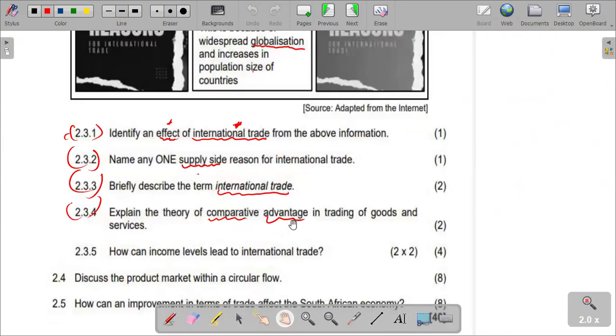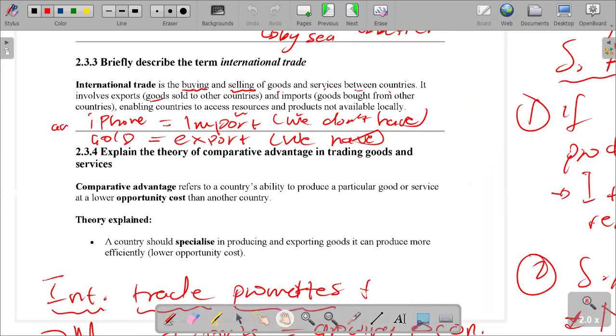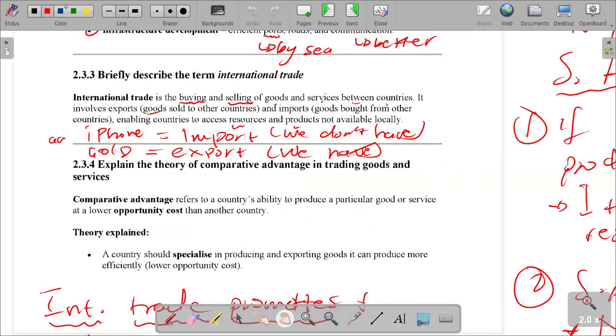Explain the theory of comparative advantage. Did we do that one? Let's focus quickly. Okay, yes, that's where we are. Explain the theory of comparative advantage in trading of goods and services. So what is comparative advantage?